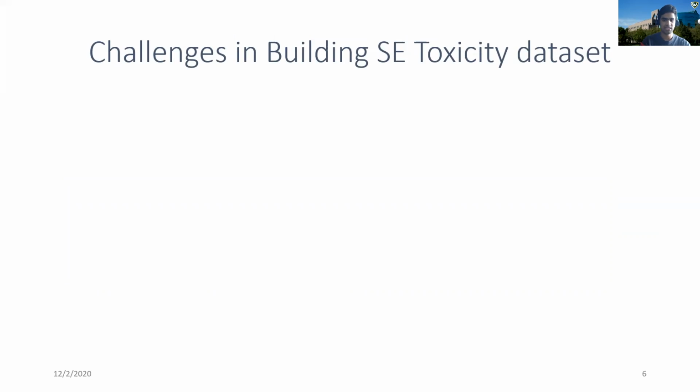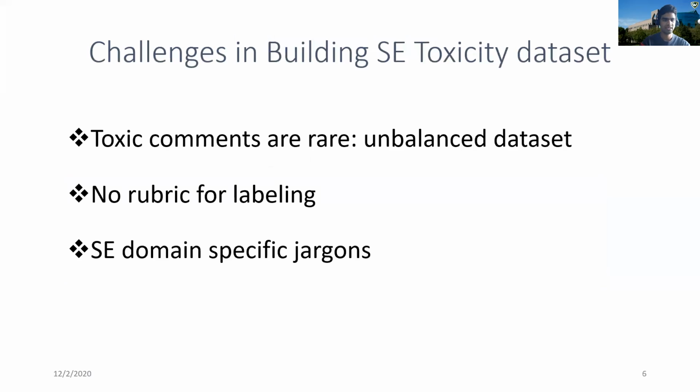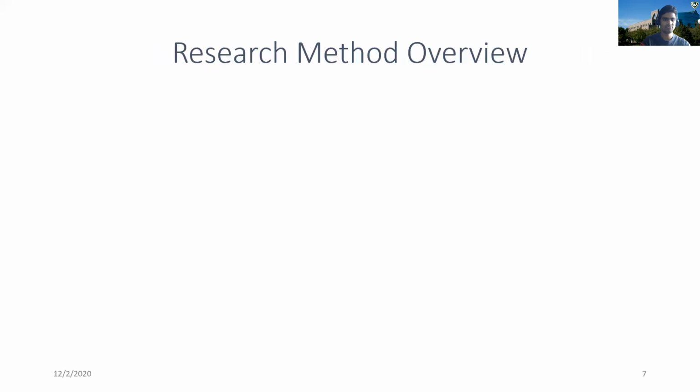But there are several challenges in building a dataset of toxicity in the software engineering domain. Toxic comments are rare in developer communication, so the dataset can be highly unbalanced. Also, there is no established set of rules to label the data as toxic or not for the software engineering domain. Moreover, the software engineering domain has some jargon or technical terms. Those can cause misclassifications. To overcome these challenges, we proposed our research method like this.